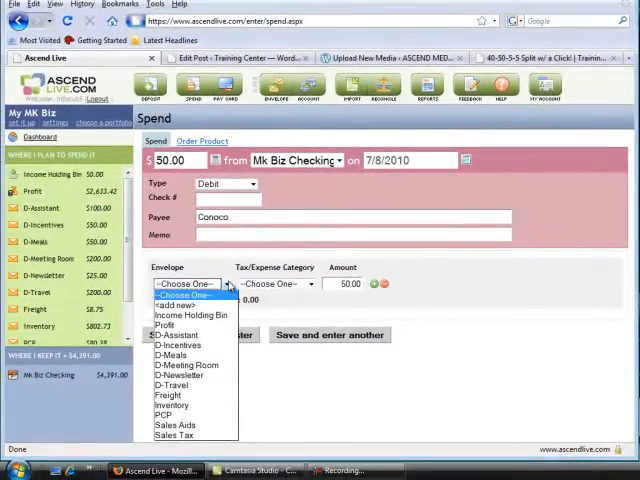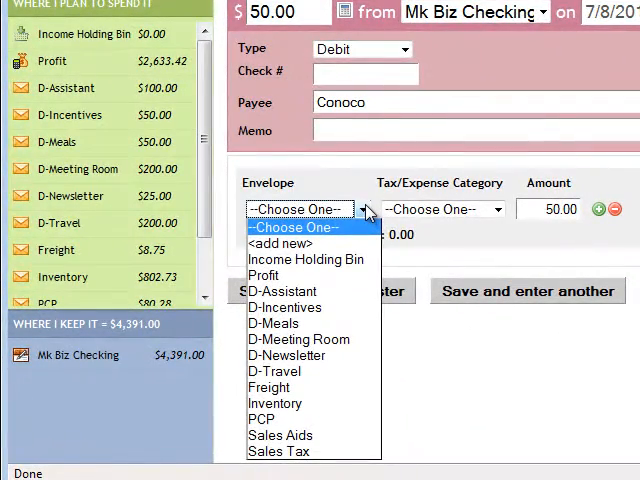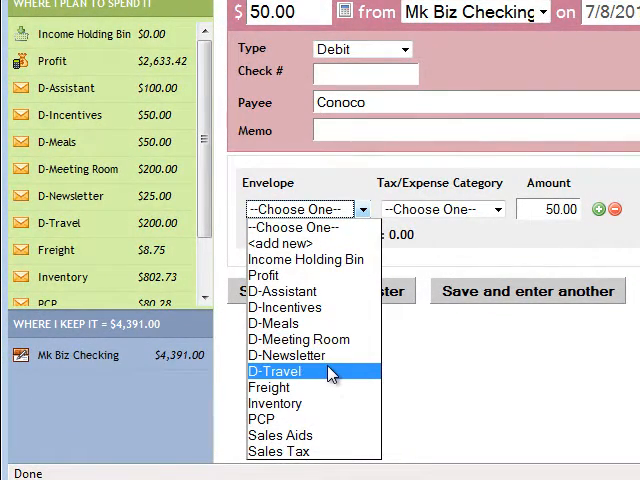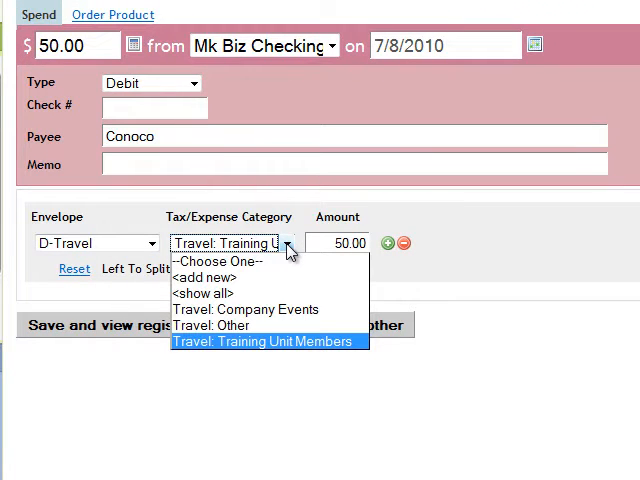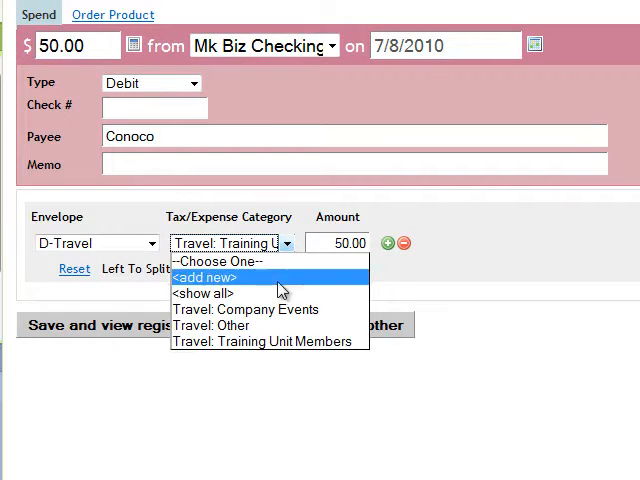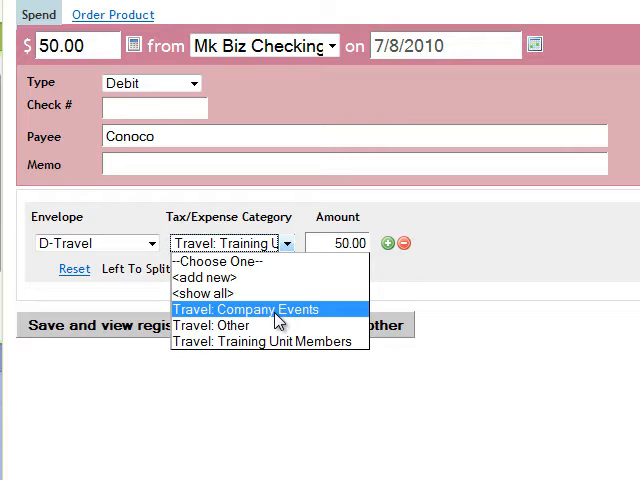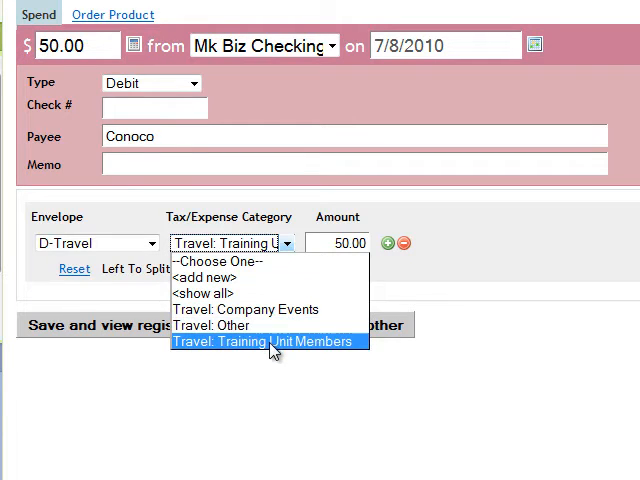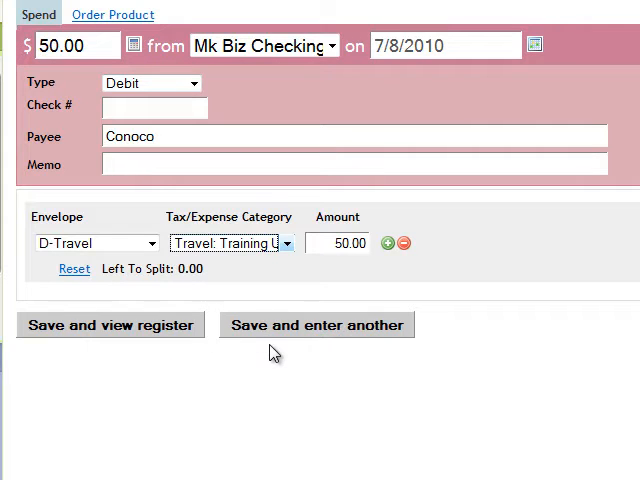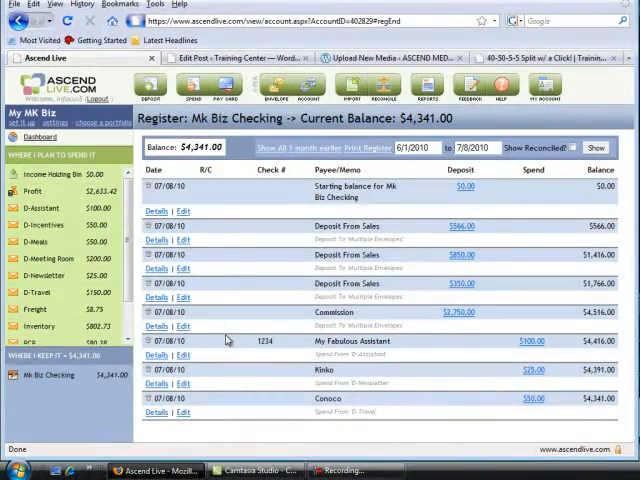So naturally I'm going to need to pick a budget item to pull that out of. So in my example, I'm going to pick the director travel envelope, and then you can see here that just like I did on the newsletter expense, I have the option of saying this is travel for company events, travel for other reasons for business, or travel to train unit members. So I'm going to select that one, and when I press save, the magic happens again.